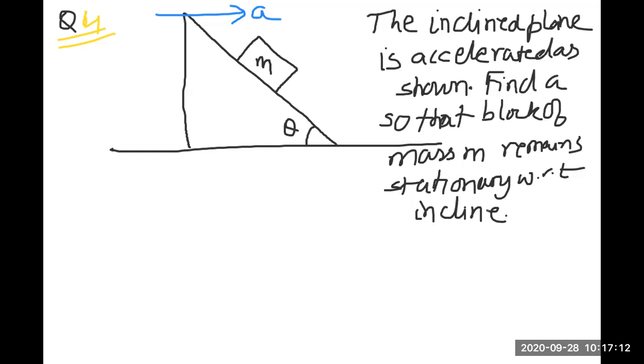So we want to find that particular value of acceleration of the inclined plane such that the block, which is shown in the diagram, does not move with respect to the inclined plane. Does not move with respect to the incline.